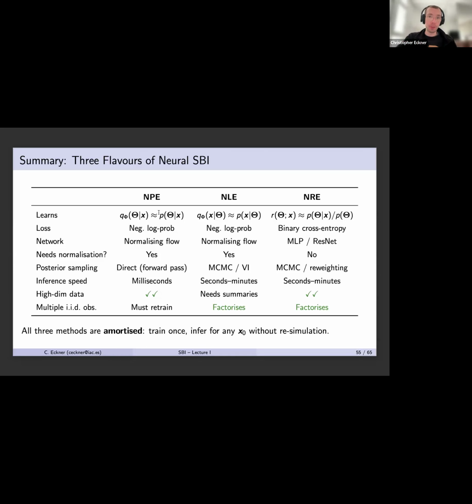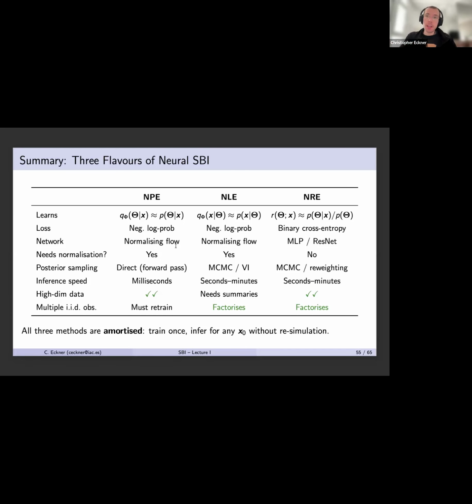The network for neural posterior estimation and neural likelihood estimation are normally normalizing flows, while for NRE, it's simpler. It can be a feed-forward network or residual network. You also need to normalize your network for neural posterior and neural likelihood estimation, but normalizing flows can do this, while this is not necessary for neural ratio estimation. The posterior sampling, well, for neural posterior estimation, this is direct. You just get the posterior.